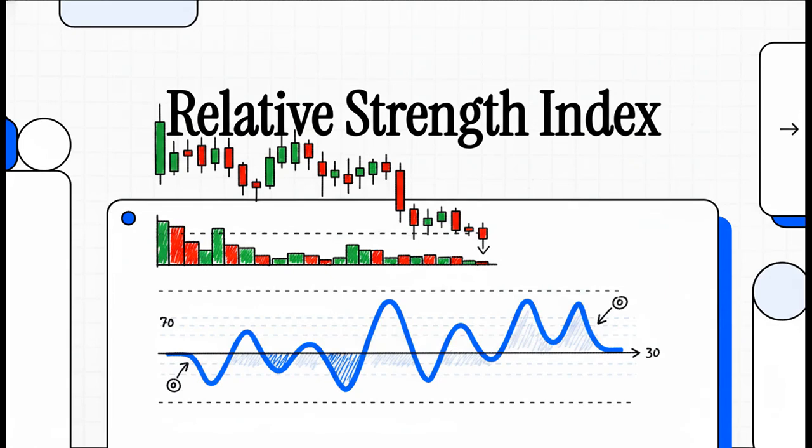Welcome to The Explainer. Today, we're going to tackle one of the most popular tools you'll see on any technical trader's chart, the Relative Strength Index, or RSI. You know, it's that wavy line that usually lives at the bottom of a price chart. But what is it actually telling us? Well, let's break it down.